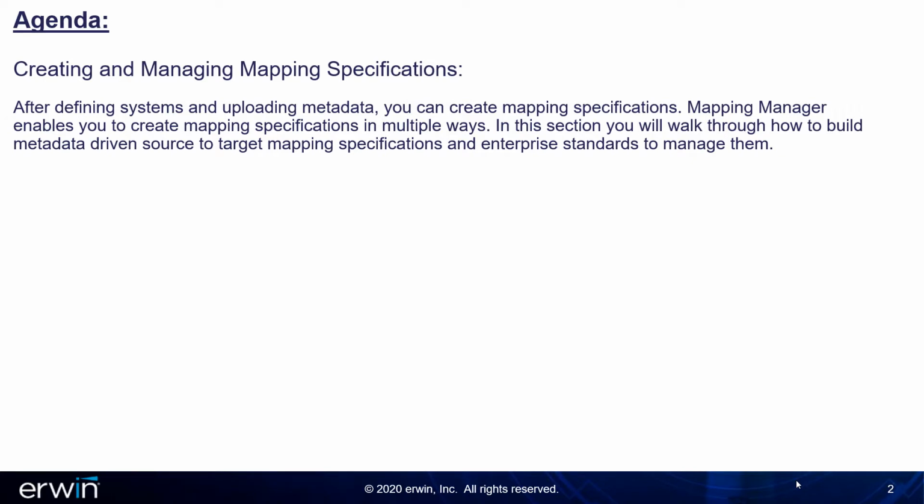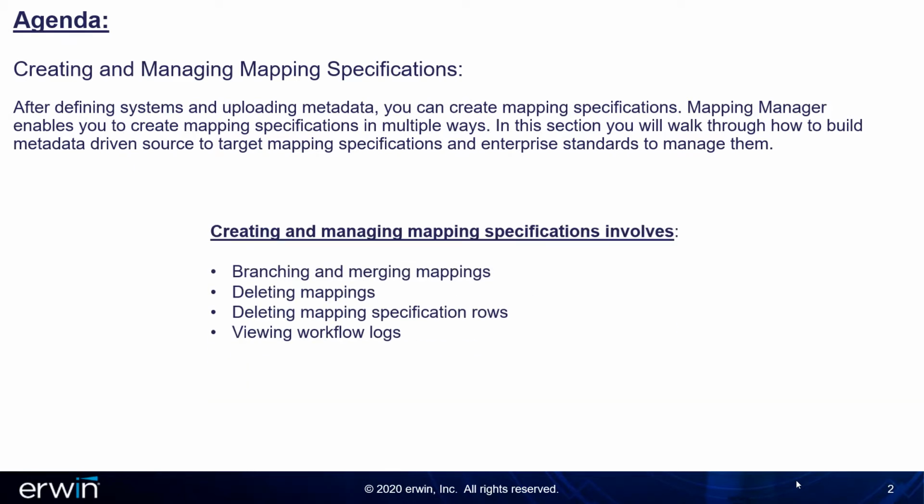After defining systems and uploading metadata, you can create mapping specifications. Mapping Manager enables you to create mapping specifications in multiple ways. In this section, you will walk through how to build metadata-driven source-to-target mapping specifications and enterprise standards to manage them. Creating and managing mapping specifications involve branching and merging mappings, deleting mapping specification rows, and viewing workflow logs.